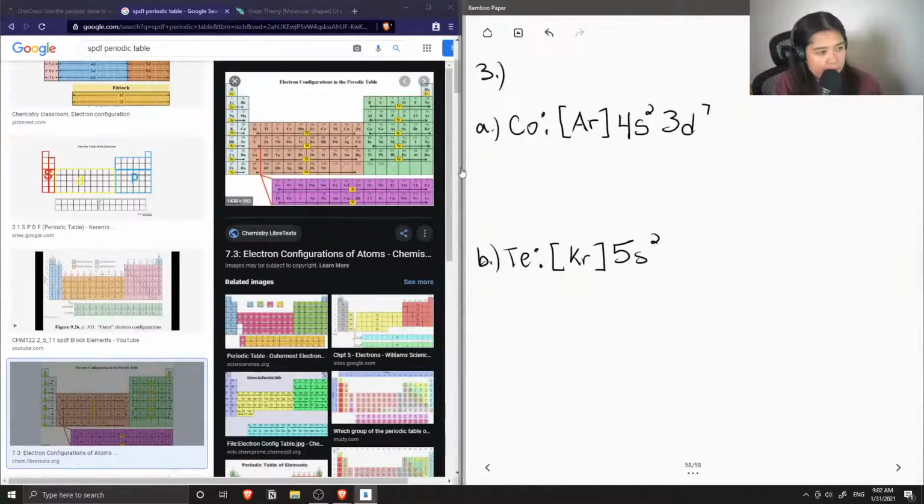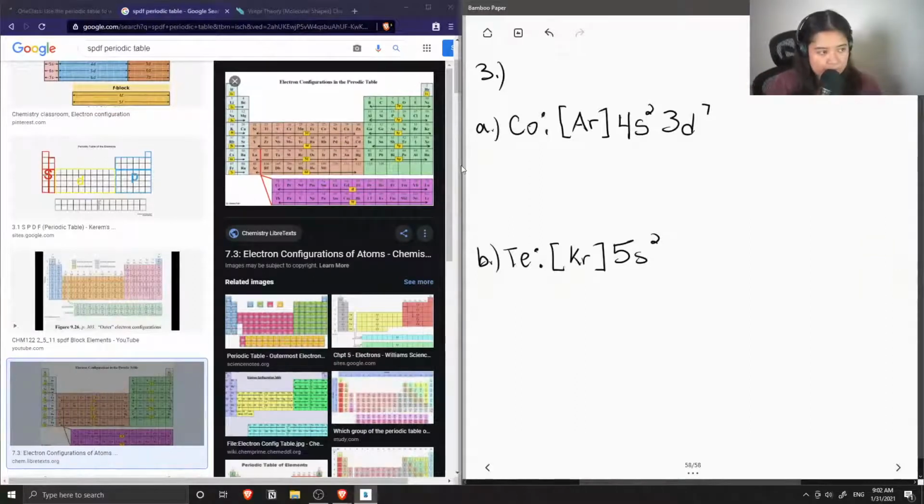Oh, tellurium's found right here, sorry. 52. So we have a full d orbital, 4d10, and then tellurium is found here, so we write 5p4. Yeah, it's kind of hard to read the letters, but I just found actual tellurium right here.